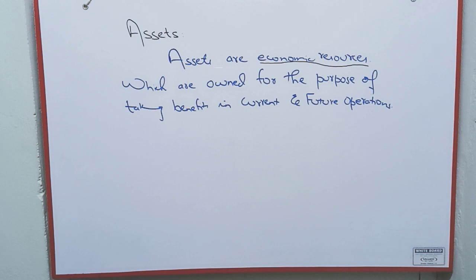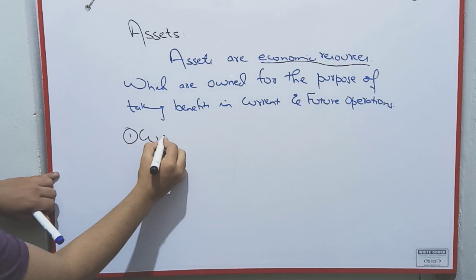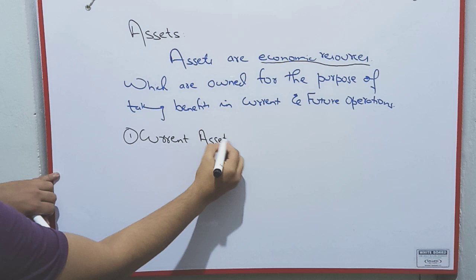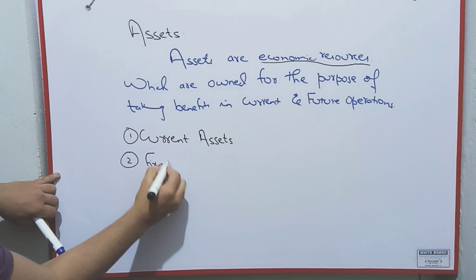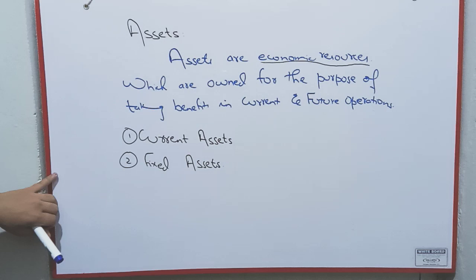Assets is divided into two categories. One is called current assets, and number second is called fixed assets. So let's talk about what is current assets.